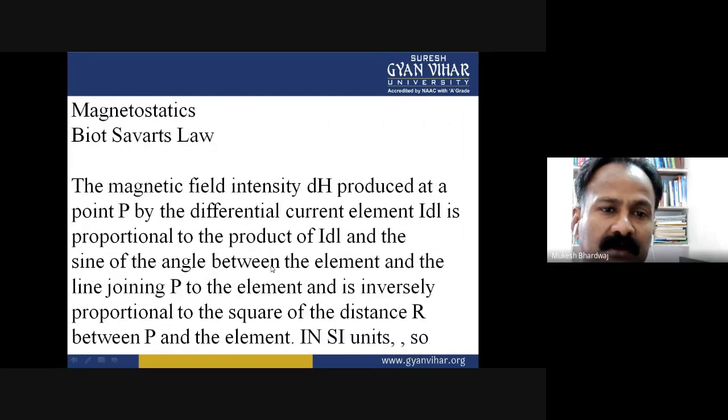By Biot-Savart's law, the magnetic field intensity dH produced at point P by the differential current element I dL is proportional to the product of I dL and the sine of the angle between the element and the line joining P to the element, and is inversely proportional to the square of the distance r between P and the element, in SI unit.